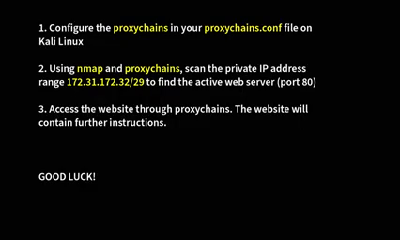Okay, to sum this up real quick, you're going to configure the proxy chains I just showed you in your proxy chains file in Kali Linux. You'll then use Nmap and proxy chains to scan the private IP address range of 172.172.32/29. And you're looking for the active web server that has port 80 open. Once you identify which host that is, access that website through proxy chains, and on that website, you'll find the next step, the further instructions. Good luck, only 5 winners.